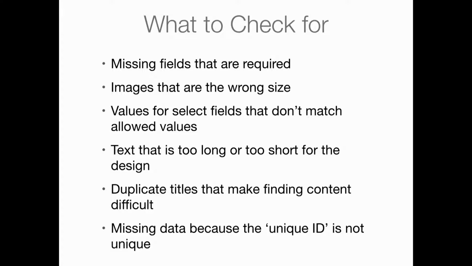Making sure that things like images and files are the right size. If you're expecting things in a certain proportion from your content providers, making sure that they're giving you content that matches what you expect. Values for select fields that don't match the allowed values. So when I set up the select field for undergraduate, graduate for the different program levels, that matched the values that were in the spreadsheet. But if they don't match, then you're going to have some missing data.